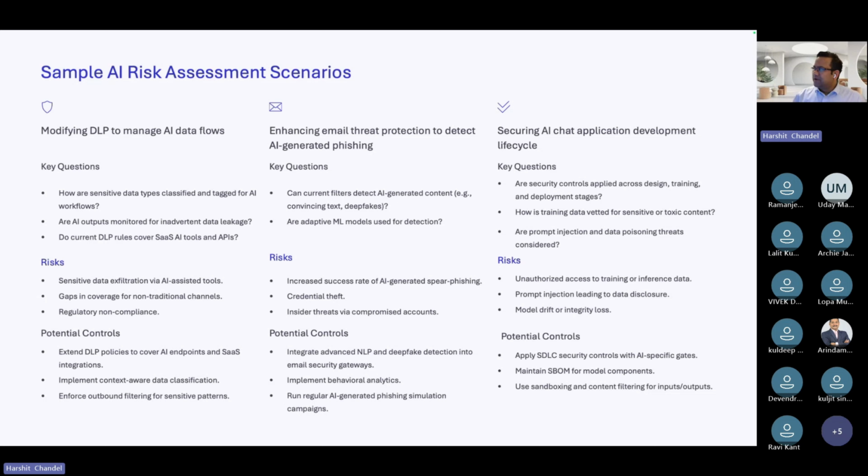The third one would be securing AI chat app with development lifecycle. I think we spoke about the development lifecycle and various controls to be implemented during the project or the application development lifecycle to cater to new risk posed by using AI and integrating AI within your application.